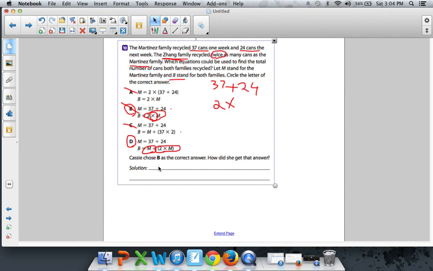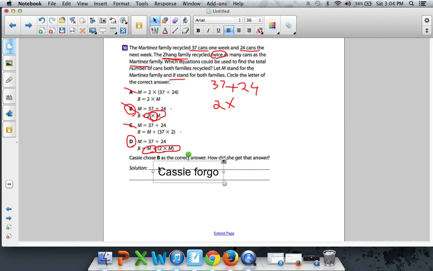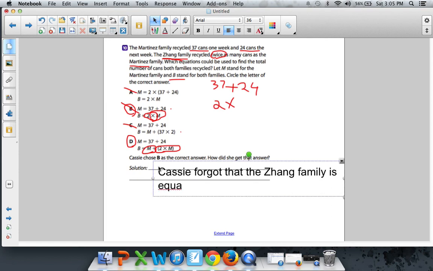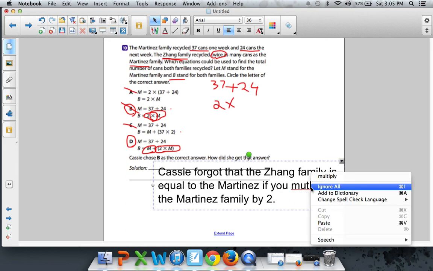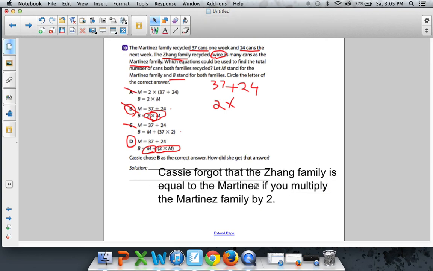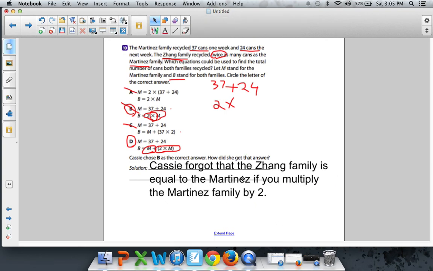So really, Cassie messed up, and she messed up the same way we messed up. Cassie forgot that the Zhang family is equal to the Martinez family if you multiply Martinez family by 2. So she forgot that just like I forgot that, and that's why she picked B, even though she shouldn't have and we shouldn't have. But we fixed it before it was too late, so it's okay.